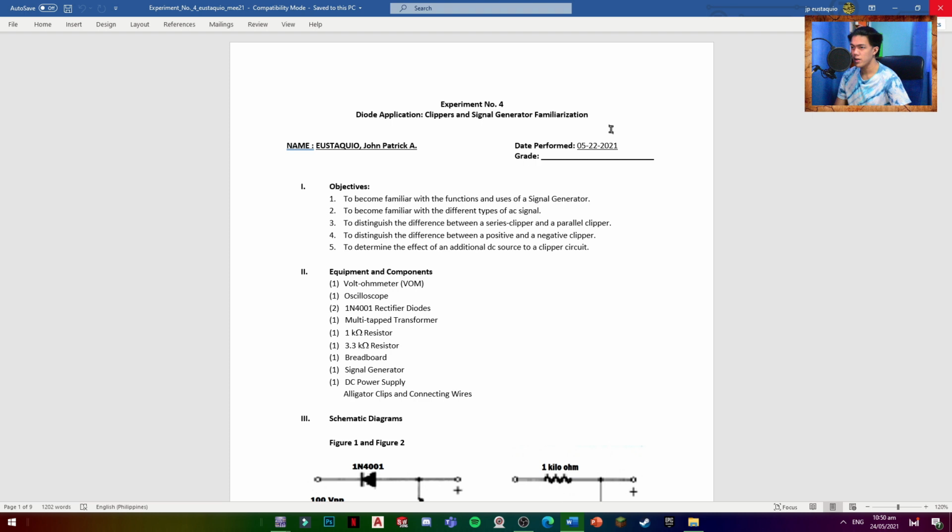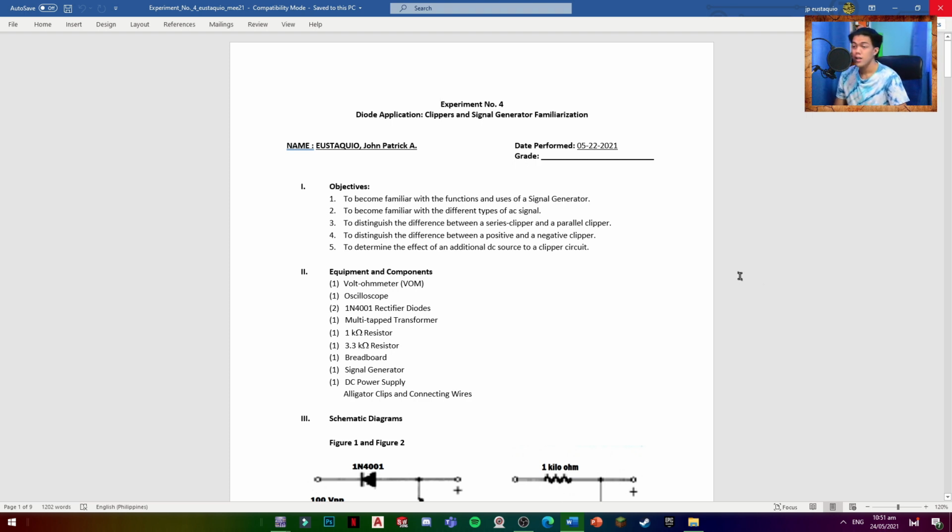First is to become familiar with the functions and uses of a signal generator. Second is to become familiar with the different types of AC signal. Third is to distinguish the difference between a series clipper and a parallel clipper. Fourth is to distinguish the difference between a positive and negative clipper. And last is to determine the effect of an additional DC source to a clipper circuit.